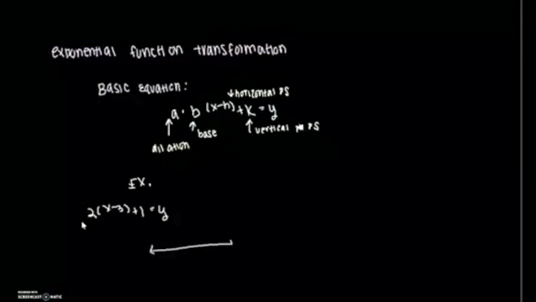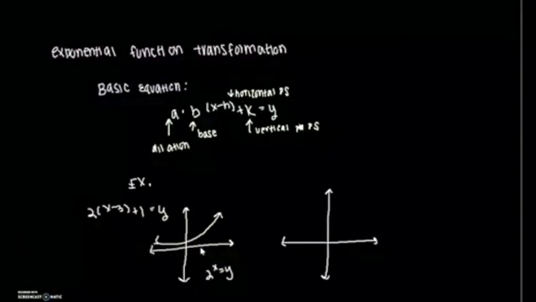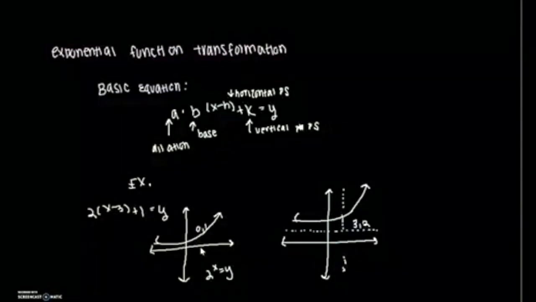Now what I've drawn here is an unshifted version of the graph, 2 to the power of x. And now for the transformed version, which has been shifted right 3 and up 1. Because of this transformation, the point which was once at (0, 1) is now at (3, 2).